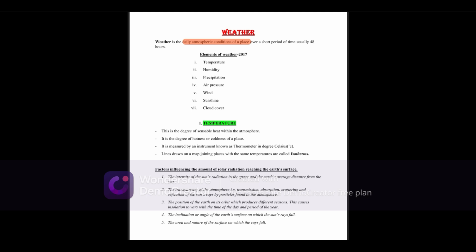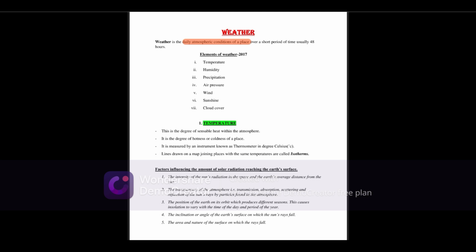So let's now move to the elements of weather, and we have the following elements of weather. Number one is temperature, we have humidity, we have precipitation, air pressure, wind, sunshine, and cloud cover. So for today, we are going to focus on temperature, so that in our next lesson, we'll be doing precipitation.